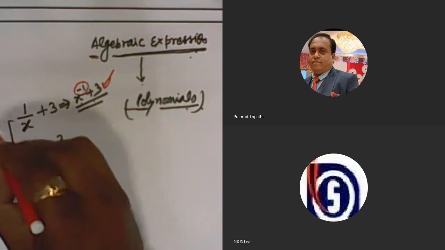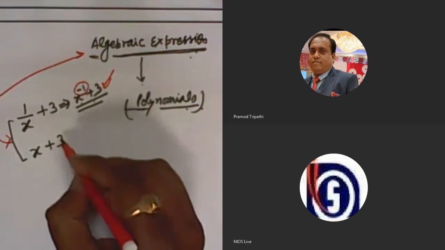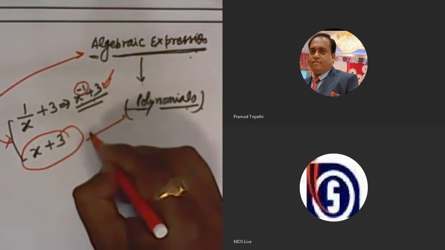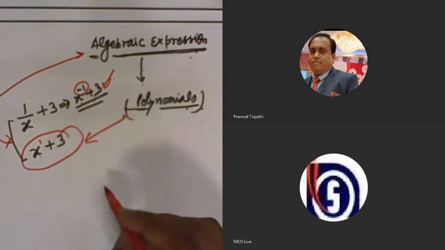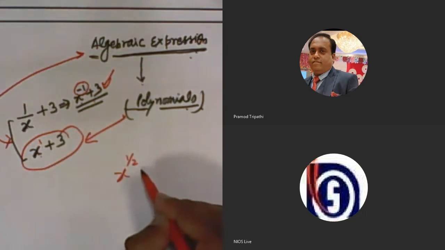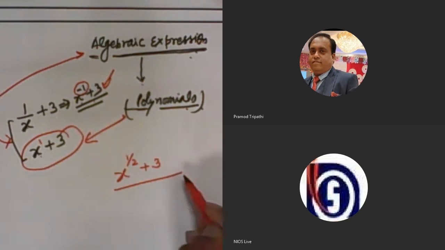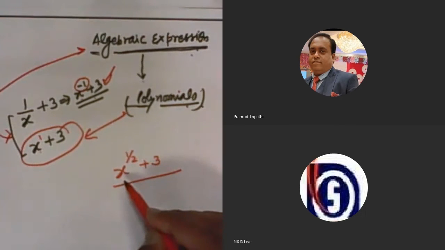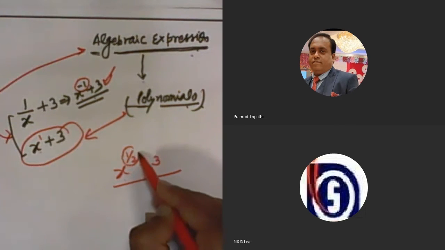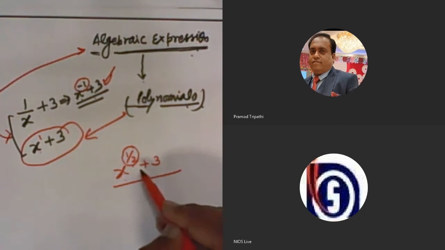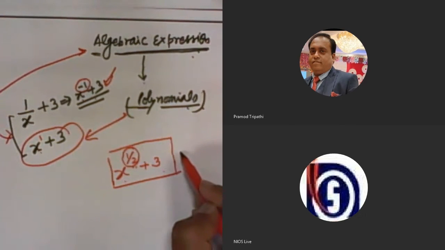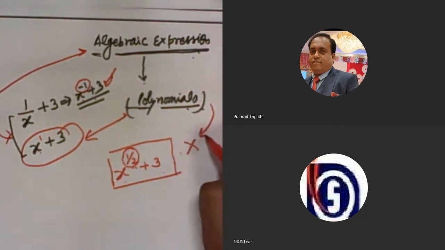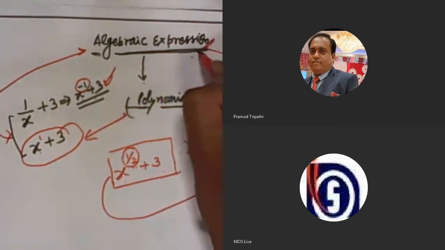So these are the two algebraic expressions. Here x plus 3 is a polynomial, because the exponent of the variable is 1, that is a whole number. Similarly, we take square root of x plus 3, x raised to the power 1 by 2 plus 3. This is another example here. This is an algebraic expression, but it is not a polynomial, because the exponent of the variable is 1 upon 2, that is not a whole number. Hence, this is an algebraic expression, but it is not a polynomial.